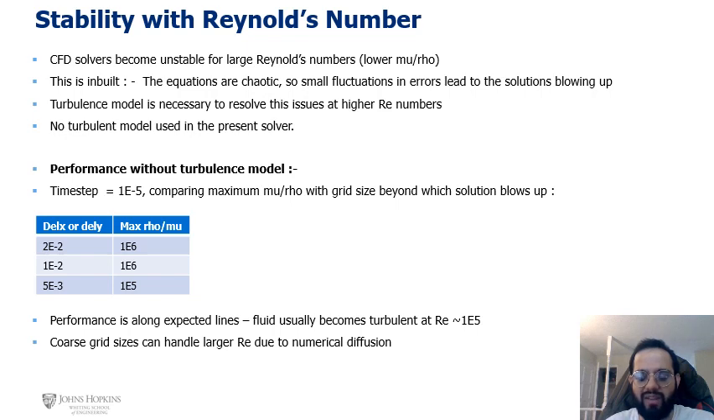The reason for that is that coarser grids introduce more numerical error into the solution, and that numerical error usually tends to be of the form of diffusion. So what it does is, if there are any instabilities, it flattens the instability. So that's why coarser grids are usually able to handle greater Reynolds numbers. But the key result that we should take away from this analysis is this: the Reynolds number at smaller grid sizes, 1e5.